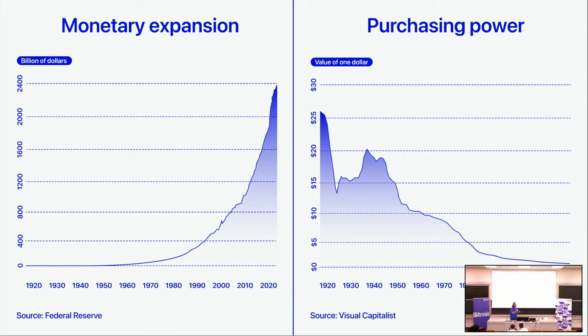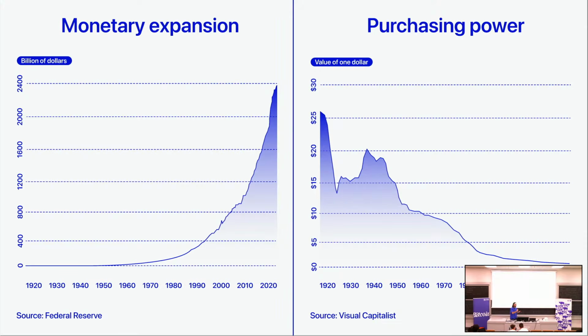by printing new units, you're not creating new wealth. You're just splitting wealth across more units. So what happens is that when monetary expansion goes up, the purchasing power of that money goes down proportionally.